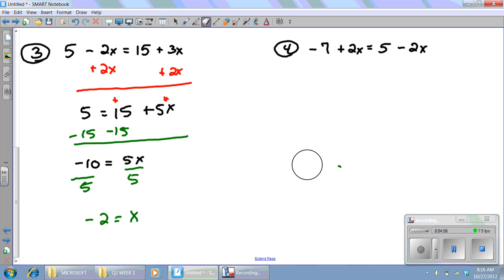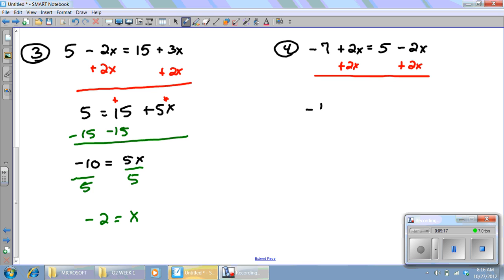Okay, let's look at problem 4. And remember, I've suggested getting rid of the smaller x. I've got a positive 2x here, a negative 2x. If I'm on a number line, negative 2x is smaller than positive 2x. So I'm going to add 2x to this side. I'll add 2x to that side. And my new equation becomes negative 7 plus 4x equals 5.